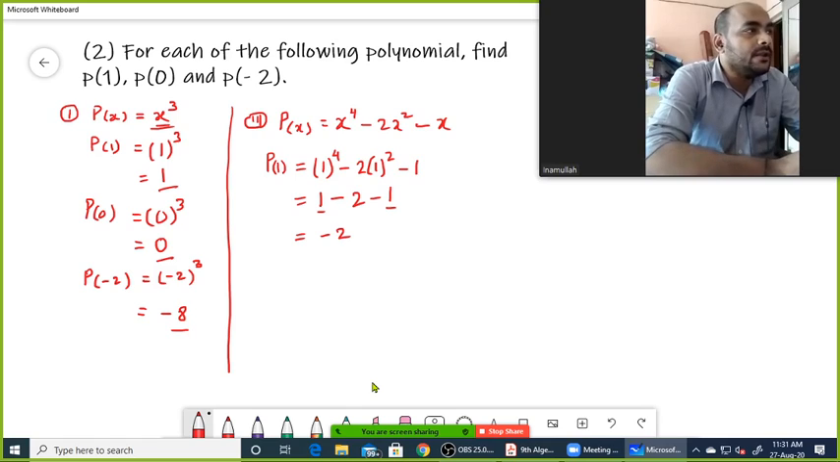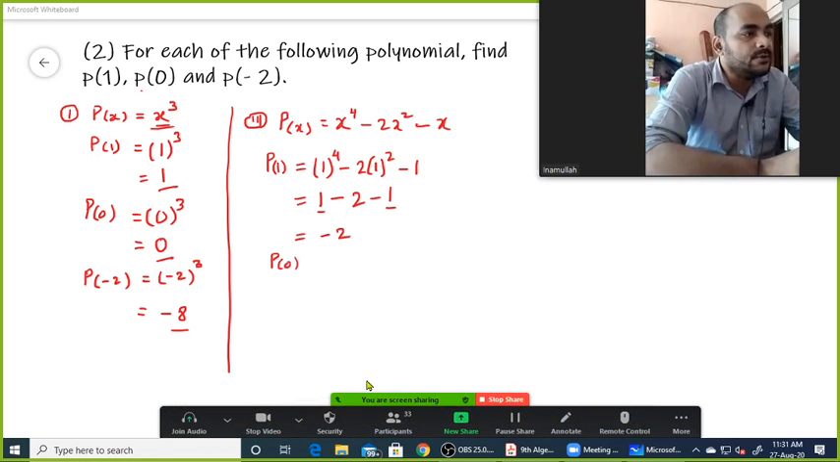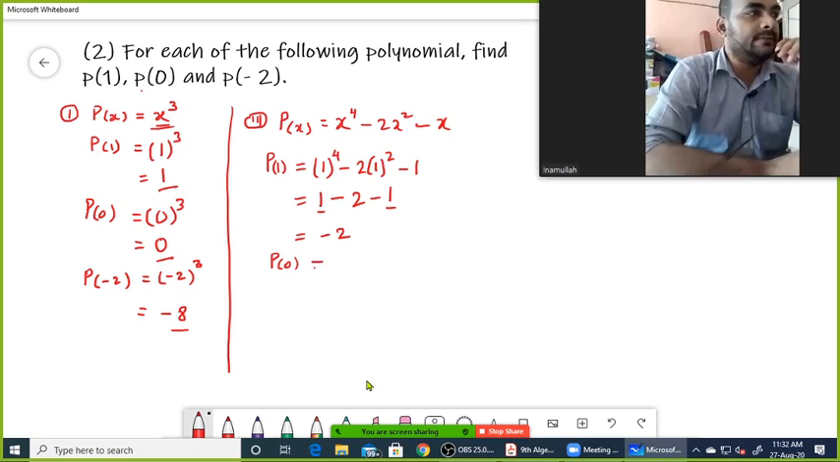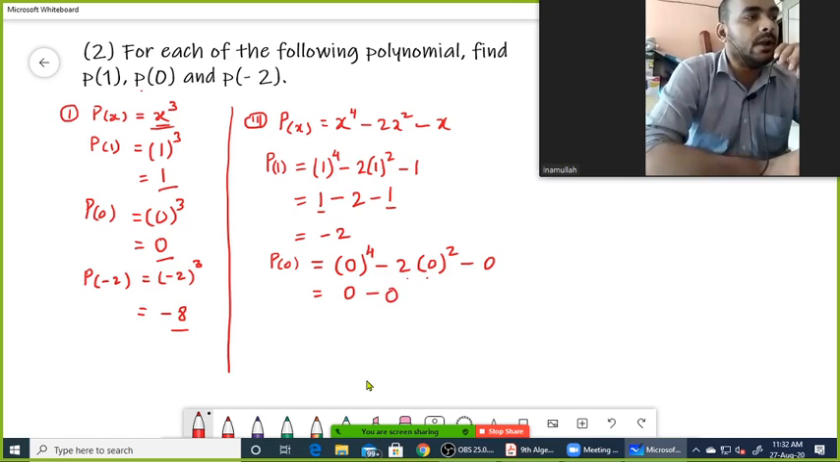Then we need P0. Substitute 0 in the place of x. So x raised to 4, that is 0 raised to 4, minus 2 into x raised to 2, that is 0 raised to 2, minus 0. So 0 raised to 4 will remain as 0. When we multiply this 2 with this 0, I'll get 0 itself, minus 0. So the total value will become 0.